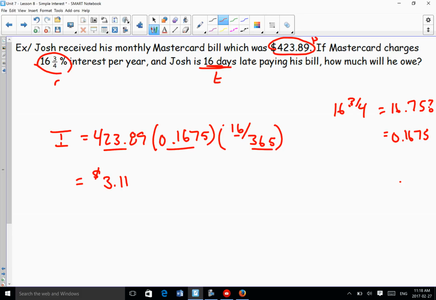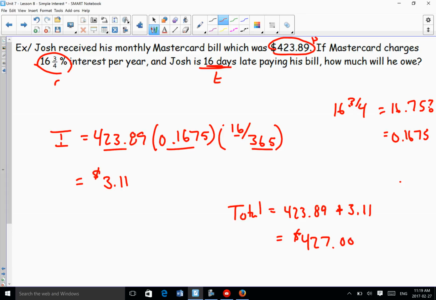So the question was, how much does he owe in total? Well, his total is made of how much he was late on his bill, plus the interest that's accumulated. So $3.11. So you owe the total of $427. Okay, there are some simple interest things.